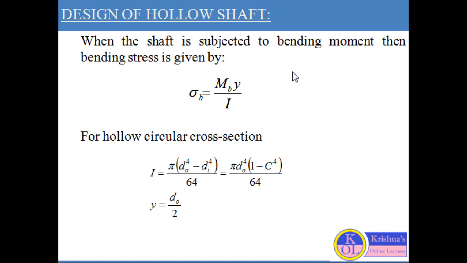The next condition is when the shaft is subjected to bending moment. In that condition, if we denote the bending stress by sigma B, the formula for the bending stress is sigma B equal to MB Y by I. See, this is the hollow circular shaft. In that condition, the I will be this, and the value of Y will be DO by 2, the outer diameter divided by 2. If we put these values in this formula, we can find the value of sigma B.